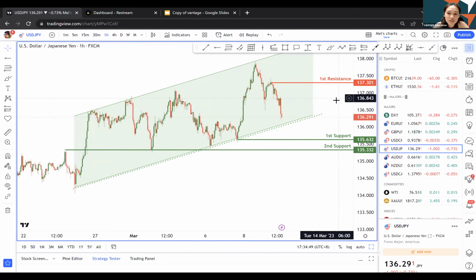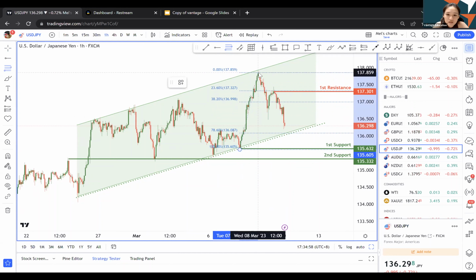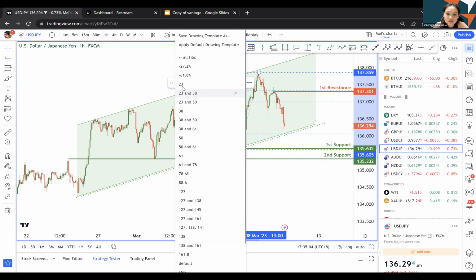Okay, so now that we've gotten that, let's pull out some Fibonacci levels. My 23.6 lies nicely with the first resistance.